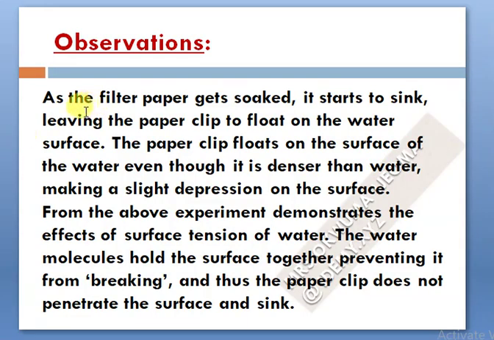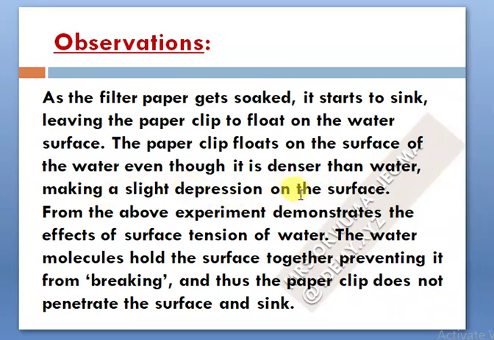Now, what are you going to observe? You observe that as the filter paper gets soaked, it starts to do what? Sink. So that filter paper you put there will start to sink, leaving the paper clip to float on the water. Remember, the paper clip is more dense, but in this case, you find out that the paper clip floats on the water surface. The paper clip floats on the surface of the water even though it is denser than water, making a slight depression on the surface.